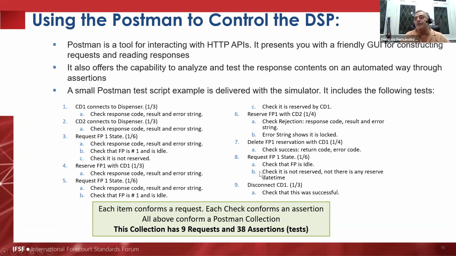All these 9 requests internally are doing several tests, checkpoints that will show you the actual results. This specific test includes 38 tests, which in Postman are called assertions. So let's see this in Postman.